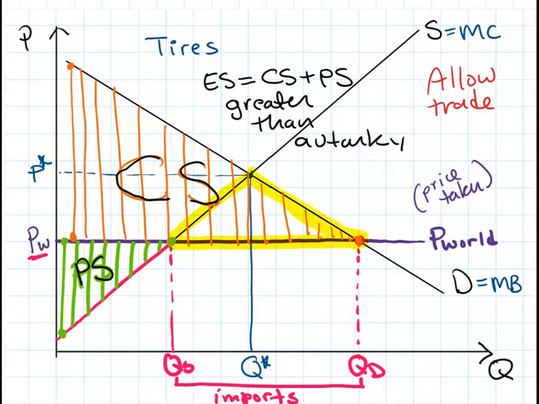This is extra. So it's greater than that by this triangle. So it's greater than it was before by this, right? Sometimes this triangle is called the gains to trade. Okay, this is gains to trade. So yep, that's the basic idea.